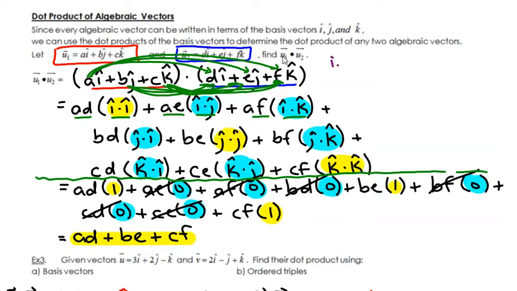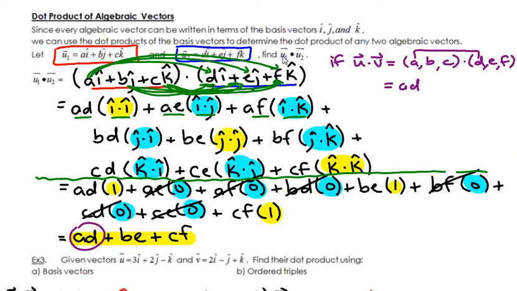If you take U and dot it with V, and you have their coordinates in coordinate form, so U is (A, B, C) and you want to dot it with (D, E, F), then all you do is take A and D and multiply them: AD, plus B and E multiplied: BE, plus CF. Isn't that much easier?